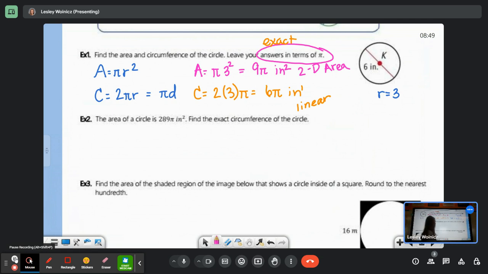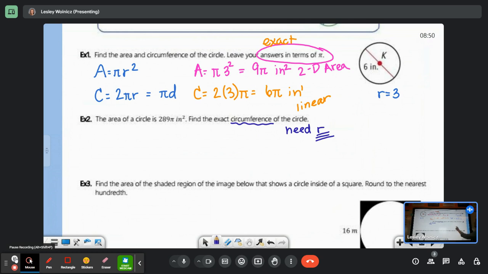Okay, questions? What do you guys think we should do here? What information did we need to find the circumference? The diameter or the radius? So we need the r. But they didn't give us r. They gave us the area. Do you think we could maybe solve for the r?